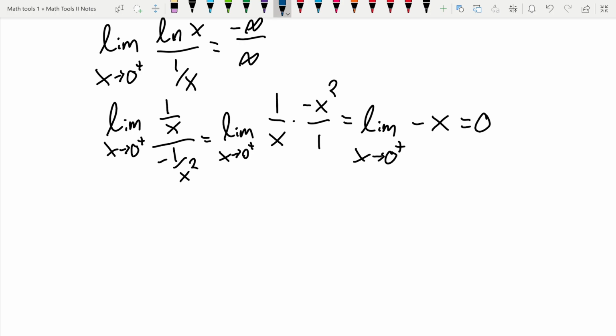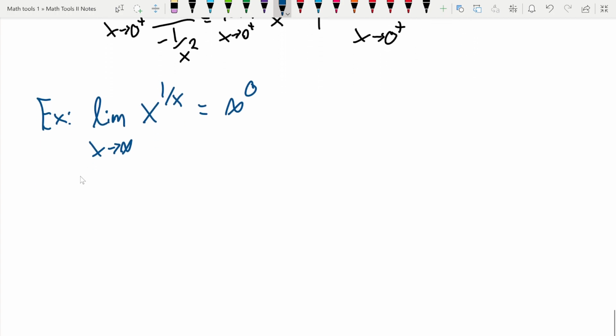All right, let's try another tricky one like this. So let's do the limit as x goes to infinity of x to the 1 over x. Okay, so if you just plug it in directly here, you're going to get infinity to the 0. So again, this is an indeterminate form, but not one where L'Hopital's rule would apply. And again, we don't even have a ratio to apply it to anyway.